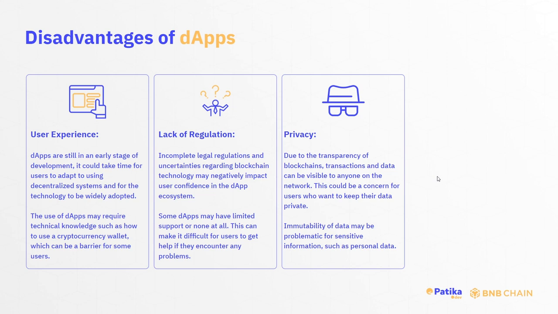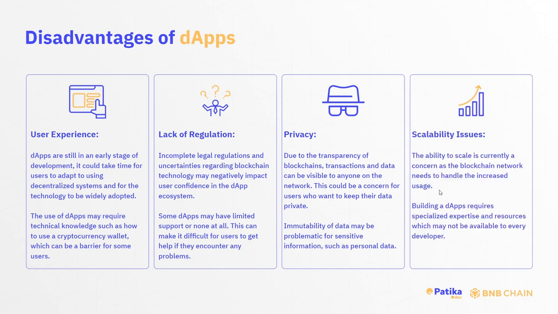Privacy. Due to the transparency of blockchains, transactions and data can be visible to anyone on the network. This could be a concern for users who want to keep their data private. Immutability of data may be problematic for sensitive information such as personal data. Scalability issues. The ability to scale is currently a concern as the blockchain network needs to handle the increased usage. Building dApps requires specialized expertise and resources which may not be available to every developer.